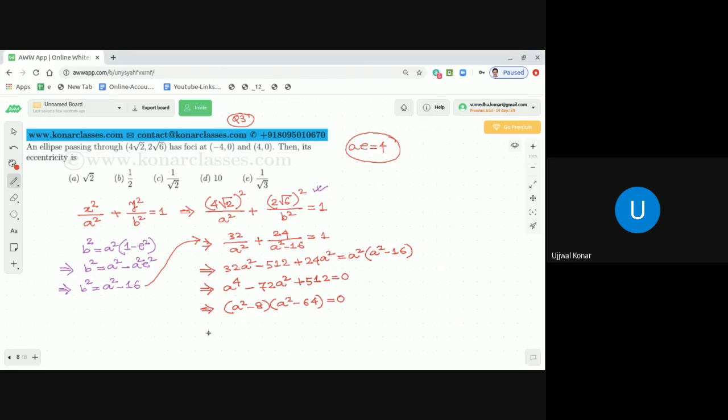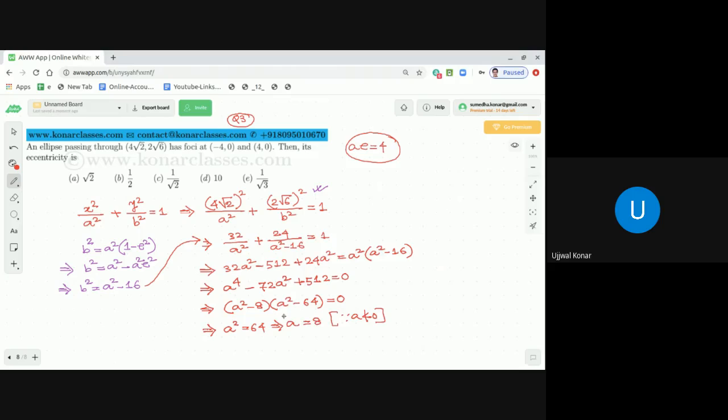So from here what we get, dear students, is that if we take A square minus 64 equal to 0, we get A square is equal to 64, and eventually we get the value of A is equal to 8. We should not consider the negative value because A cannot be less than 0.